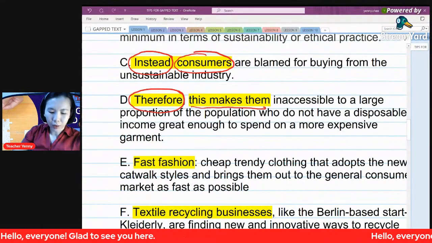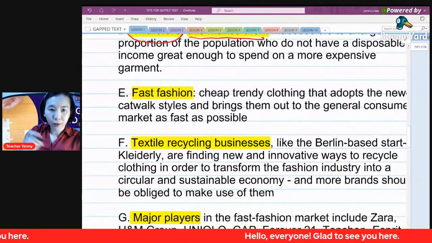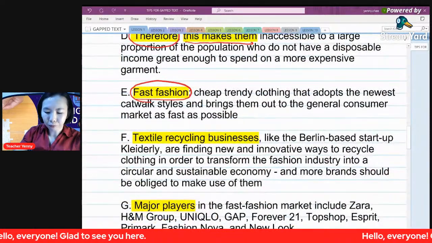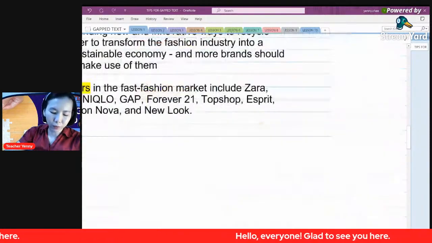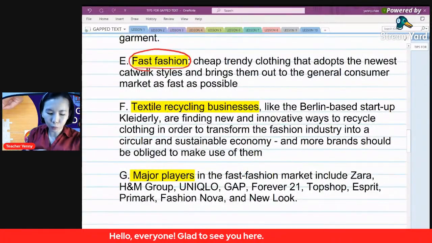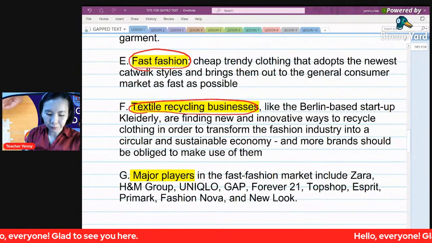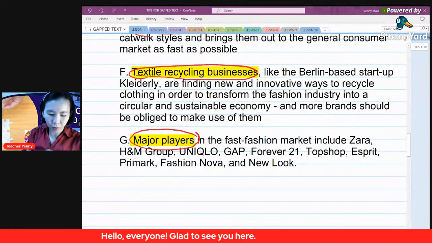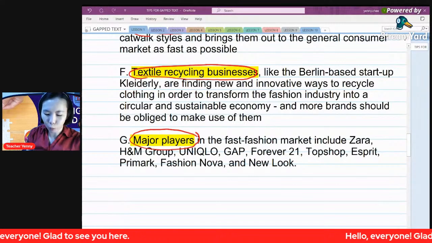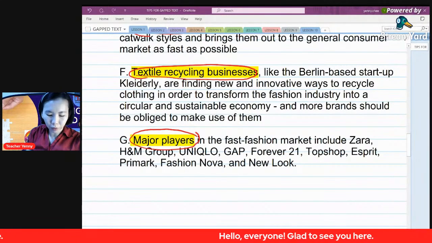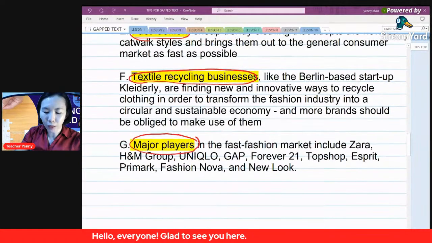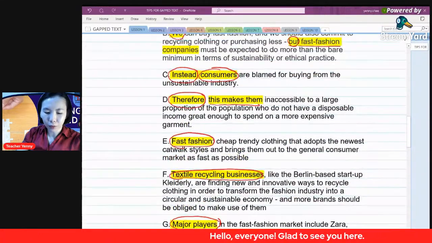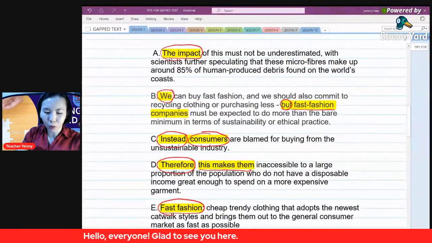All right, and then you look at E. Fast fashion. Okay, highlight the words fast fashion. That would be the main reference word. Okay, F, the main reference word would be textile recycling businesses. G, major players. Okay, those major players, they are Zara, H&M Group, Uniqlo, Gap, Forever 21, Topshop, Esprit, Primark, Fashion Nova, New Look. So you have to highlight all the main reference words in the gapped text, and in the options given to you, A to G, the missing sentences.